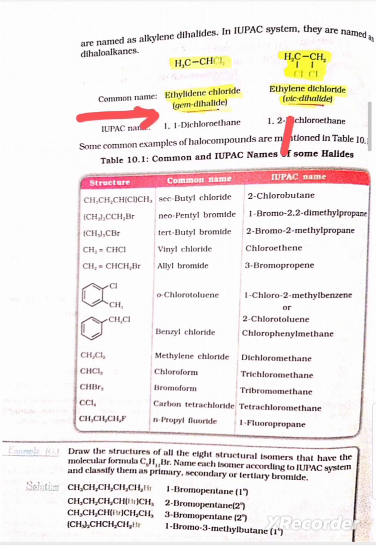In the classification, there are two more haloalkanes which are quite important for the exam, that is gem dihalide and vicinal dihalide. In gem dihalide, the two similar halogen atoms are bonded to the same carbon atom, whereas in vicinal dihalide, the two similar halogen atoms are bonded to adjacent carbon atoms.